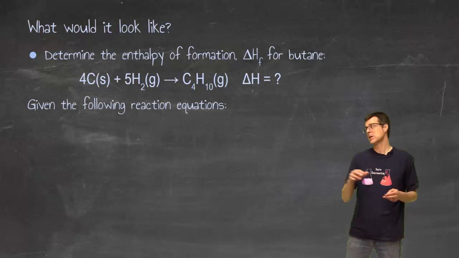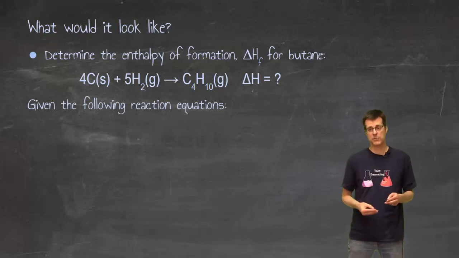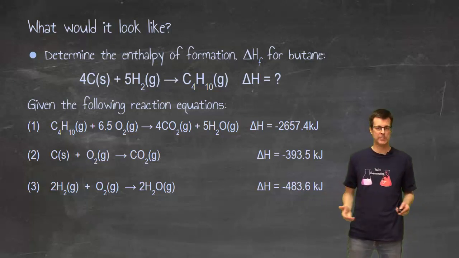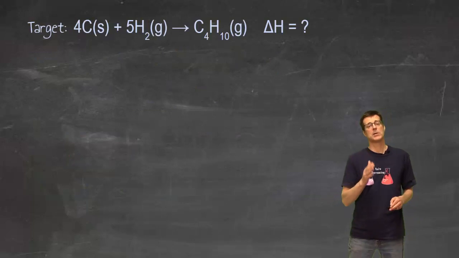So in this case, I happen to be given 3 different reactions to work with. What I'm going to do is use Hess's Law to manipulate those reactions in order to calculate the energy that the target reaction would have if it could be done. So I'm going to keep my target reaction up here. And there's a variety of ways we can approach it.